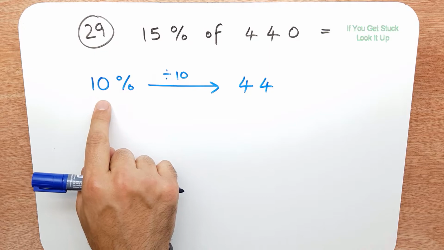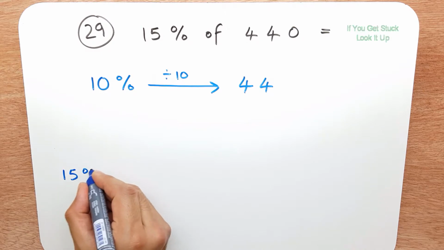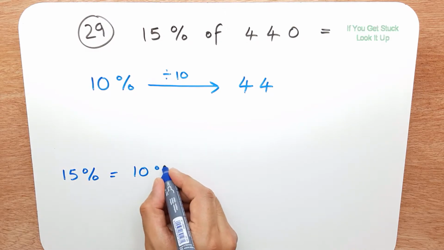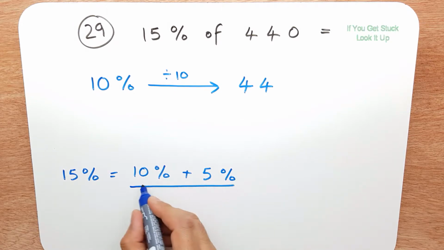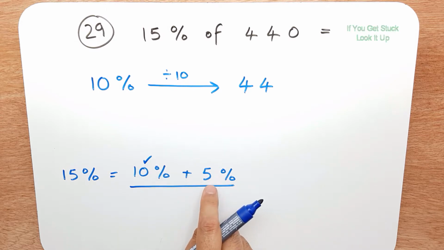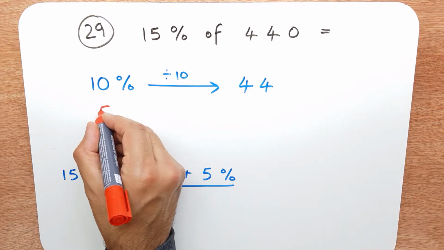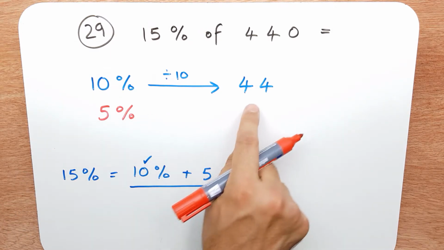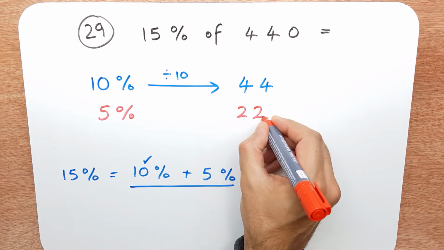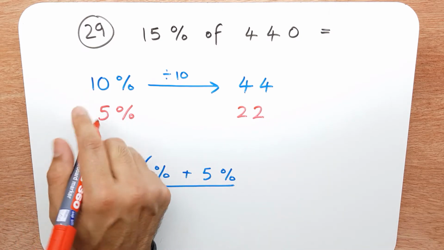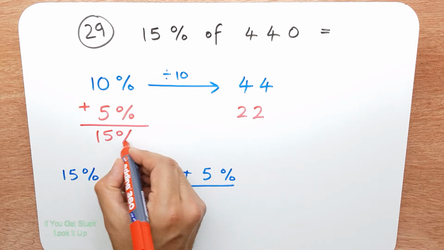Now with this, the trick is we want 15%. And 15% is 10% add 5%. Now we've already worked out 10% and now we need to work out 5%. So if we know 10% and we halve this, we end up with 5%. So half of 44 is 22. So 10% add 5% is 15%, which is good.